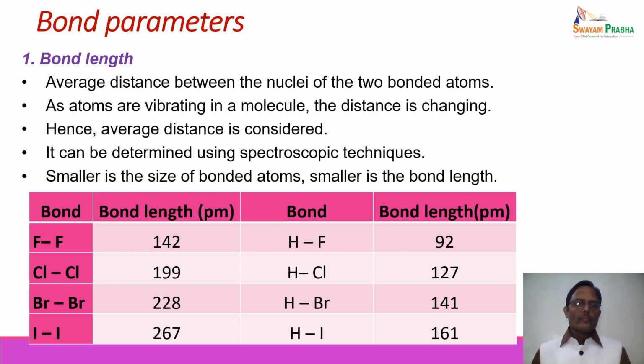Consider this example of bonds: F-F, Cl-Cl, Br-Br and I-I. The bond length goes on increasing from fluorine molecule to chlorine molecule to bromine molecule to iodine molecule, because the atoms which are constituting those molecules are increasing in size. Hence the bond length goes on increasing continuously. Similarly, if one of the atoms is common, and the second atom is increasing in size, as a result bond length continuously goes on increasing from HF to HCl to HBr to HI. So this is how the bond length has to be measured, and it can be determined experimentally.